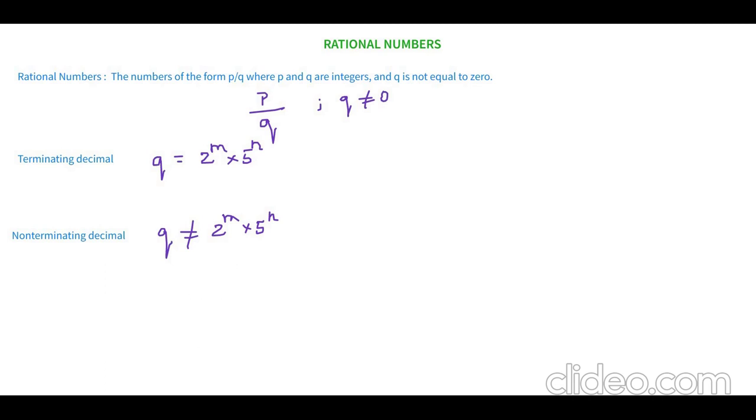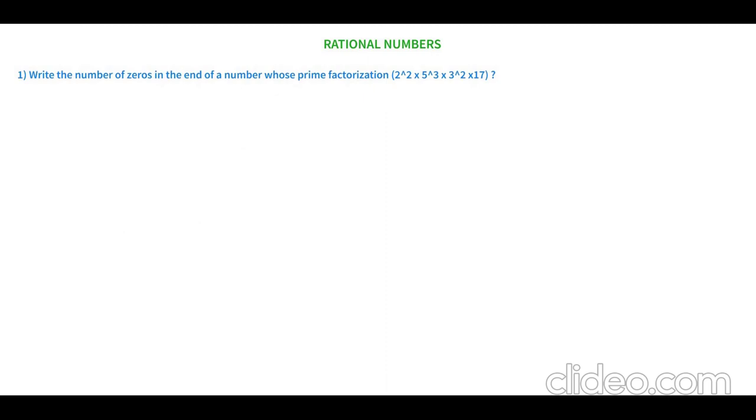So our first example for today is: write the number of zeros in the end of the number whose prime factorization is this. So what we have here is 2 square times 5 cube times 3 square times 17. So this is what is given to us. Now what can we further do with this?